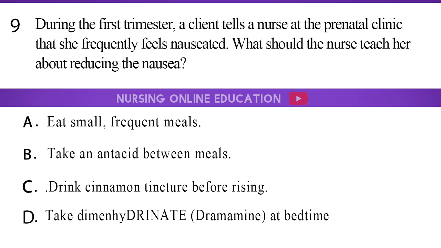9. During the first trimester, a client tells a nurse at the prenatal clinic that she frequently feels nauseated. What should the nurse teach her about reducing the nausea? A. Eat small, frequent meals. B. Take an antacid between meals. C. Drink cinnamon tincture before rising. D. Take dimenhydrinate, Dramamine, at bedtime. The answer is option A. Eat small, frequent meals.